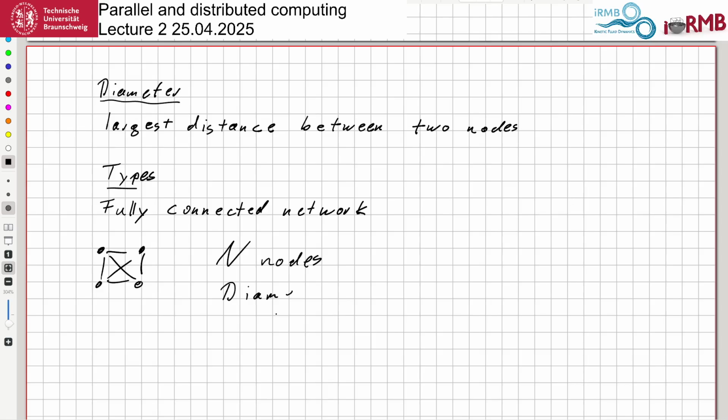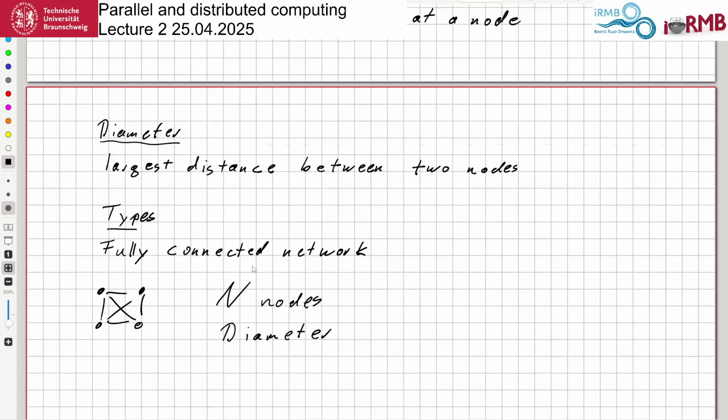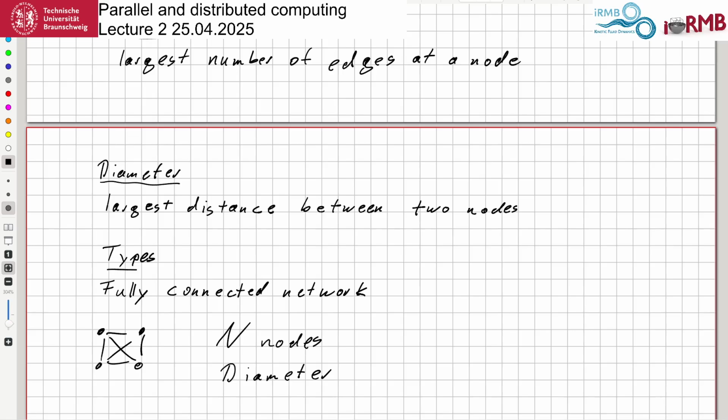Now this network would have what diameter, very obviously? Give me a number. Now I see whether you are listening. 1. It has a diameter of 1, because the furthest distance between any 2 nodes is 1, because they are all connected to each other. Yeah?